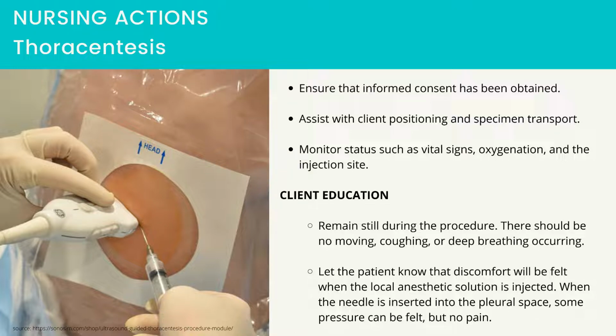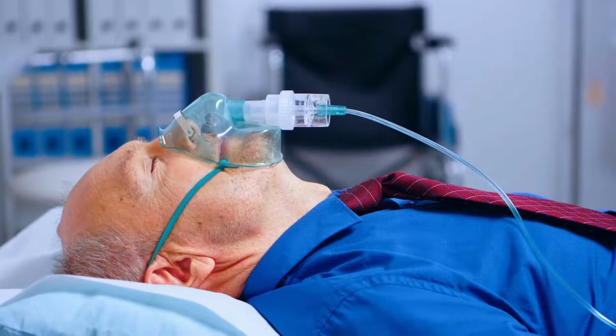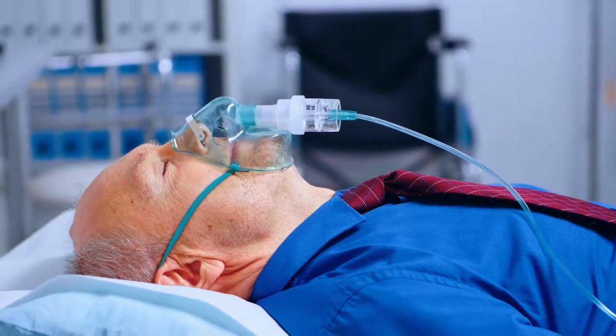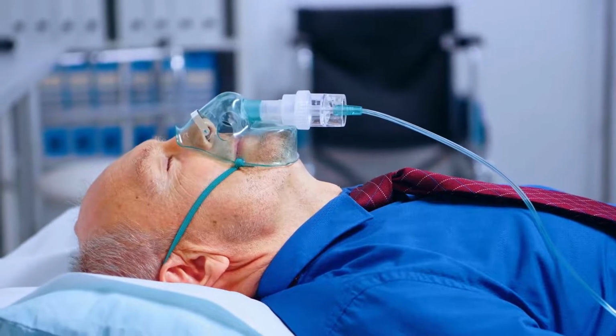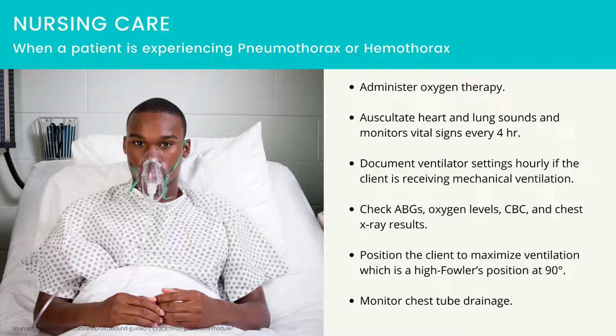Nursing care. When a patient is experiencing pneumothorax or hemothorax, here are the actions a nurse will perform. Administer oxygen therapy. Auscultate heart and lung sounds and monitor vital signs every 4 hours. Document ventilator settings hourly if the client is receiving mechanical ventilation. Check ABGs, oxygen levels, CBC and chest X-ray results.